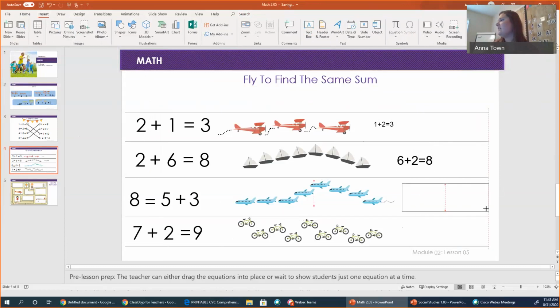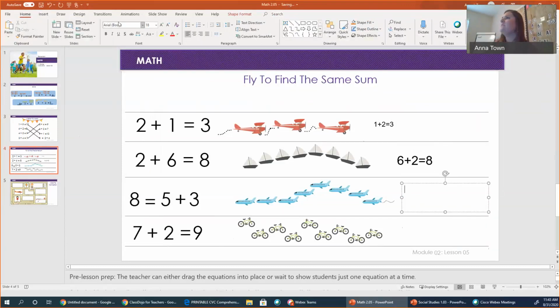Okay, let's take a look at this equation. 5 plus 3 equals 8. What can we do to make that matching equation? Yes, we would have 3 plus 5 equals 8. So here we had the 5 first. Now we put the 3 first. So it's just rearranging those addends.